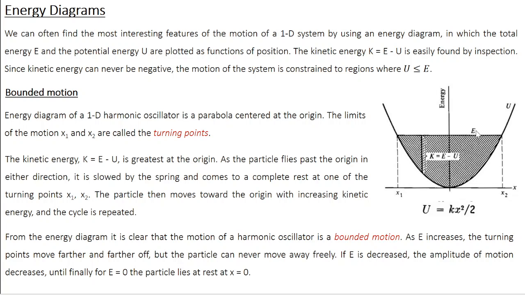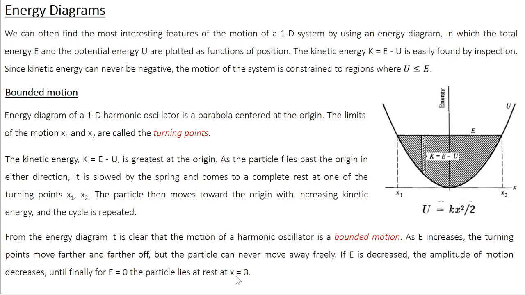This is the total mechanical energy of the system. At no point in time can a system have a potential energy or kinetic energy greater than the total energy of the system. So this motion is bounded by this finite value of the total energy. Now you can see that as E increases, the turning points move farther and farther off, but the particle can never move away freely. On the other hand, if you decrease the total energy, the amplitude of the motion is going to decrease until finally, for total energy E equal to 0, the particle lies at rest at x equal to 0.